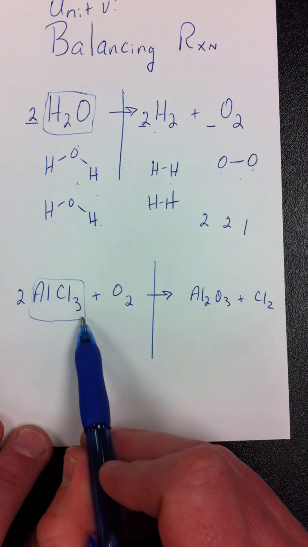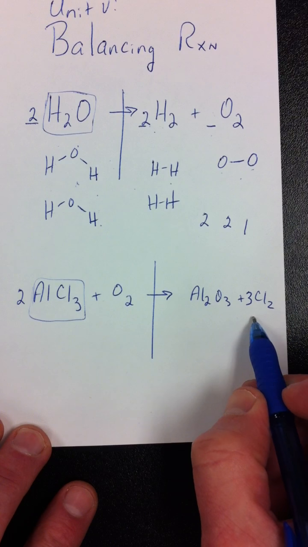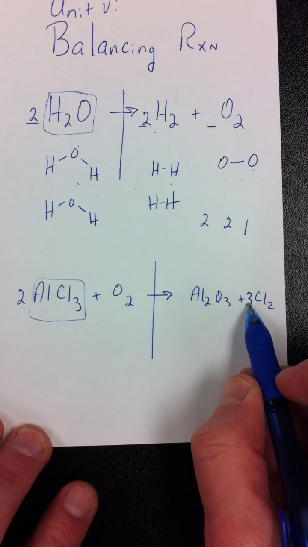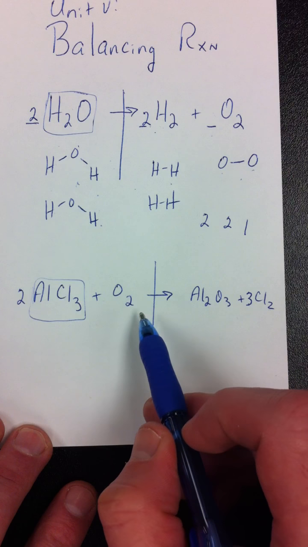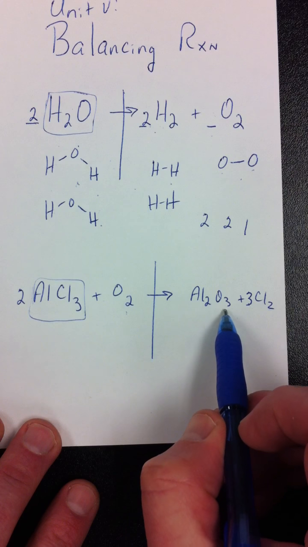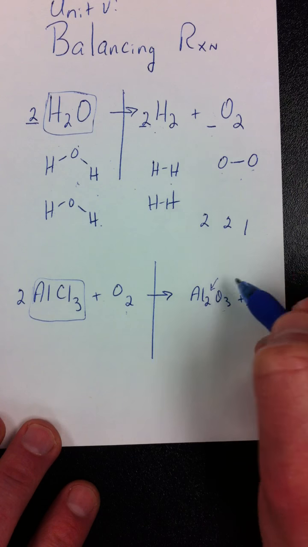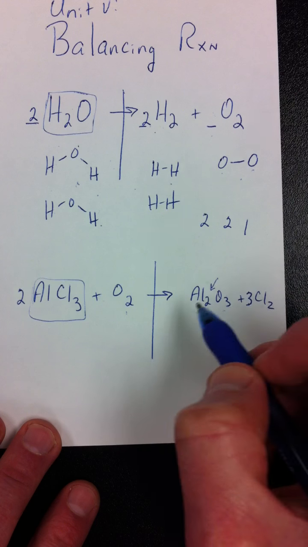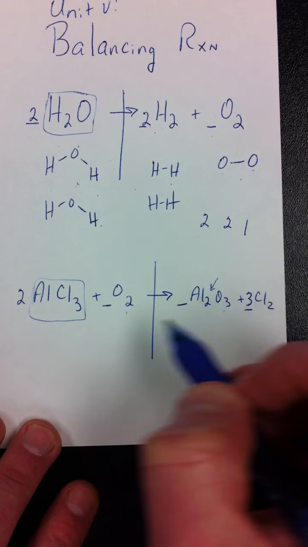Now that gives us 6 chlorines. So we can put a 3 in front of here, and that gives us 6 chlorines. So we're just multiplying this number in front times whatever subscripts there are. Now we have to look at our oxygens. This is 2 oxygens, and this is 3 oxygens. Now how can we get those balanced? We can't put numbers in here. We can't change this. You can only put numbers in front of each substance.